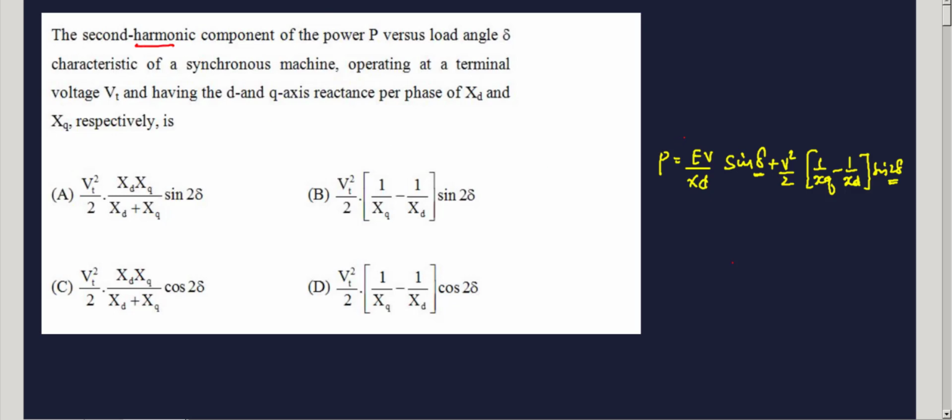The question asks for the second harmonic, not the first harmonic. So V square by 2 into (1 by XQ minus 1 by XD) into sine 2 delta. So option B is the correct answer. You can neglect this cos 2 delta, check it for this. You don't get the minus here, so this is wrong. V square by 2 into (1 by XQ minus 1 by XD) into sine 2 delta is the answer.